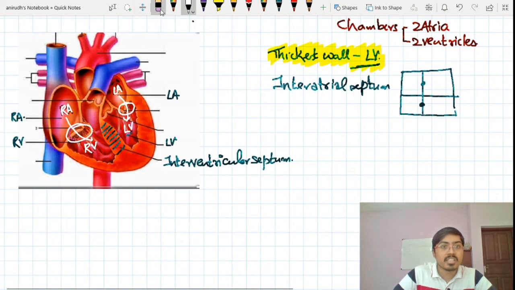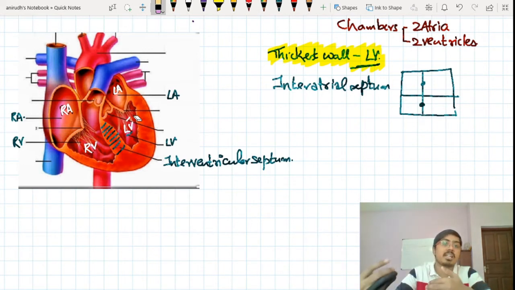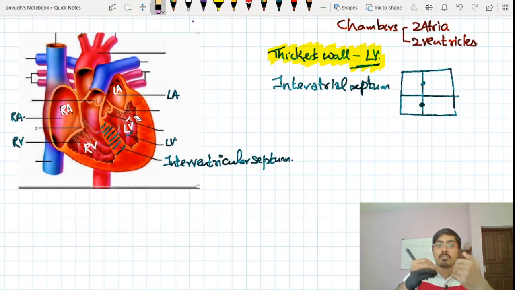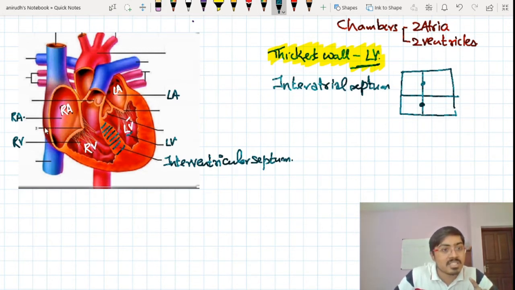So this particular valve, the function of a valve anywhere in the body is for the unidirectional flow of the blood. The blood can flow in one direction only. The reverse direction flow of blood is prevented by the valve. So the valve which is present over here, which is marked like this, is called the tricuspid valve.